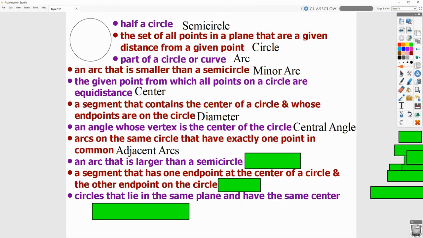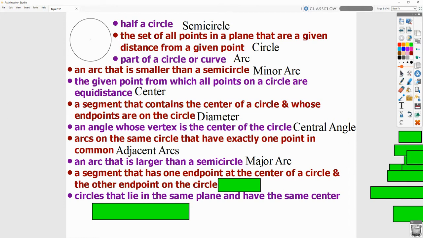So when you talk about adjacent in a math sense, like adjacent arcs right here, that is arcs on a circle. They're on the same circle and they're right next to each other. They have one point in common. That's their overlap of those arcs. Okay, that one point is their only overlap. They are adjacent to each other. An arc that is larger than a semicircle, that would be called a major arc.